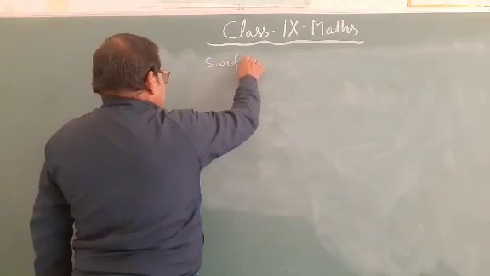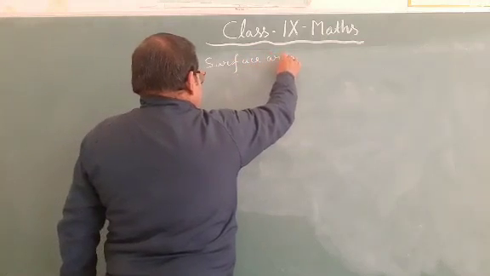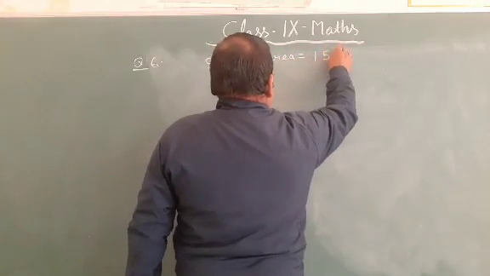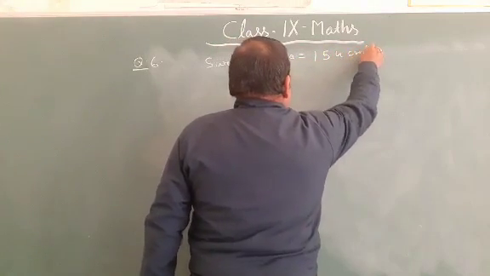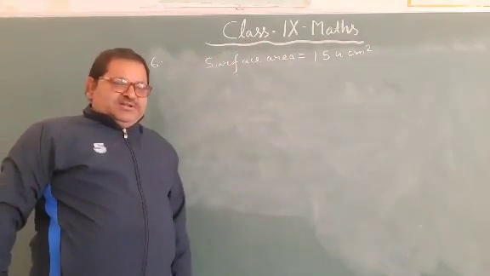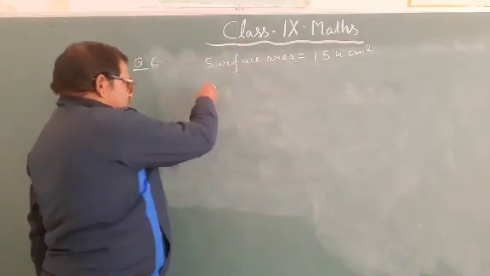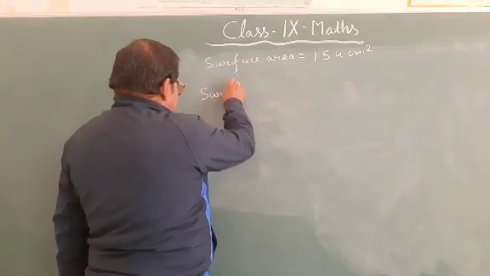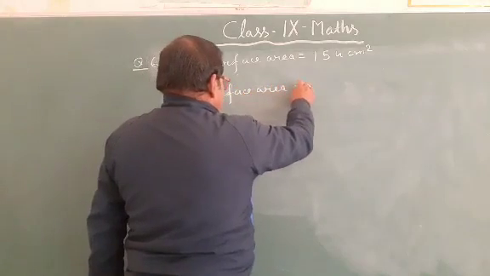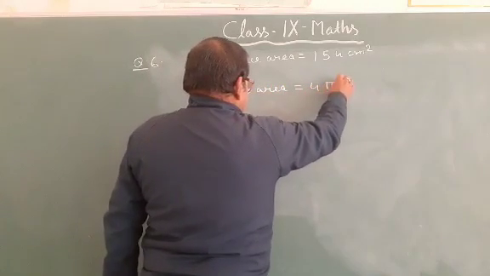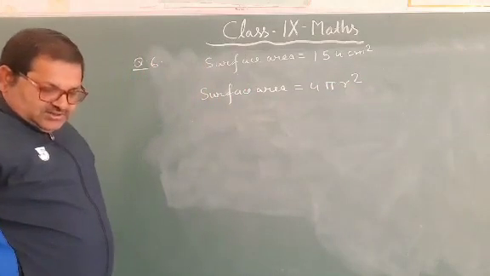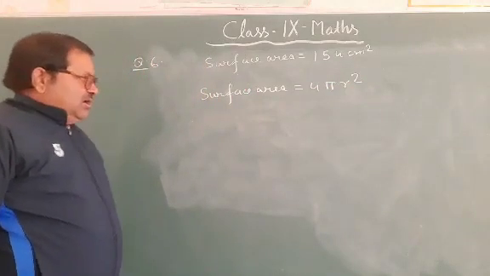Surface area is 154 centimeter square. So surface area is equal to 4 pi r square.